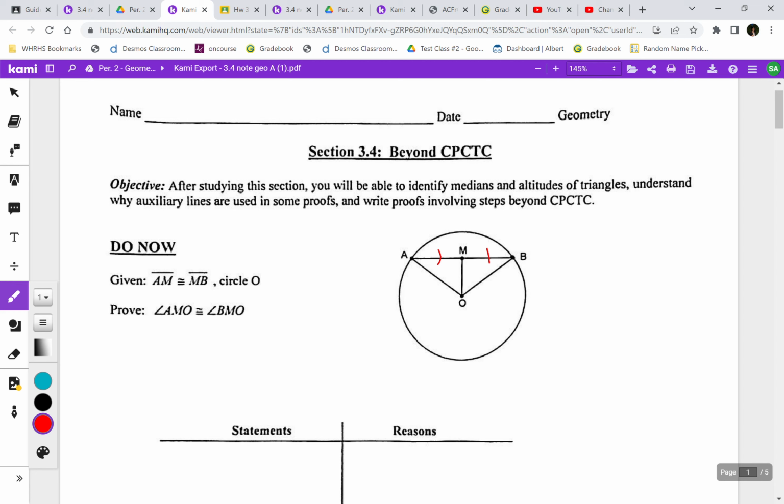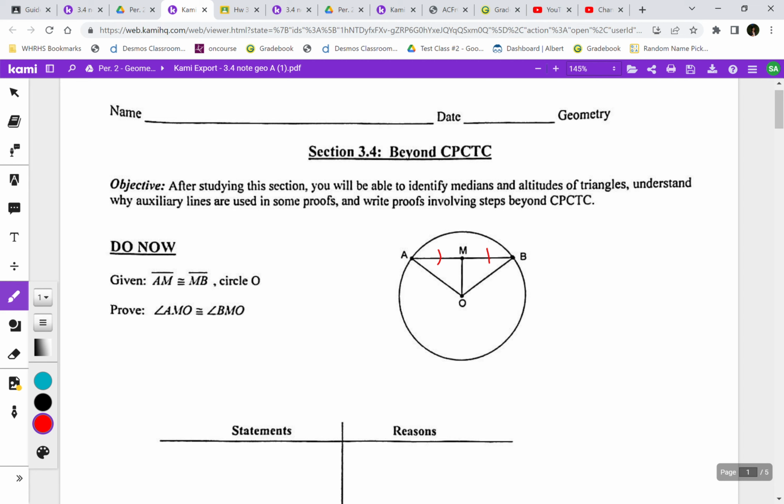So anytime I give you a circle in the given information, somewhere in the proof, I need you to tell me something. Good. Somewhere in the proof, I need you to tell me all radii of a circle are congruent. So we know in our head we're going to be using that somewhere in this proof. If we get through the proof and we haven't used that, probably something went wrong.